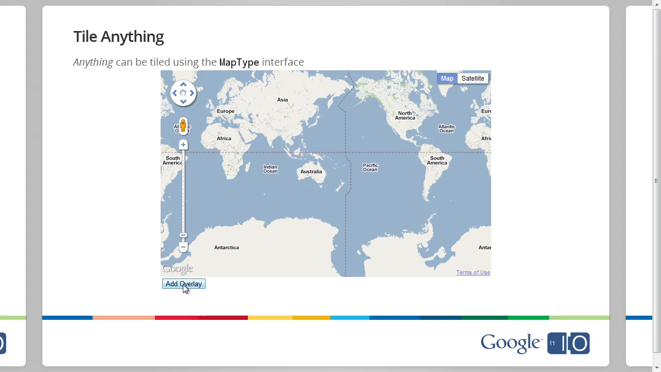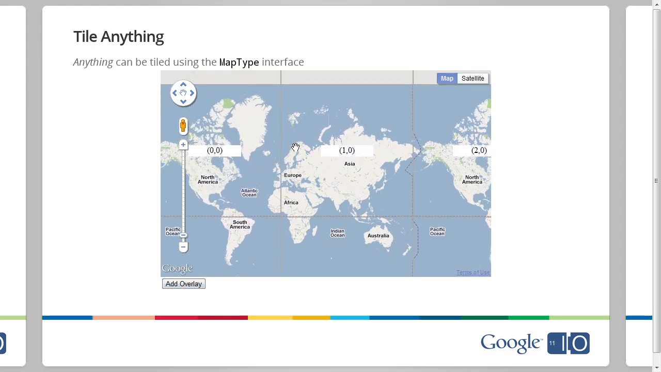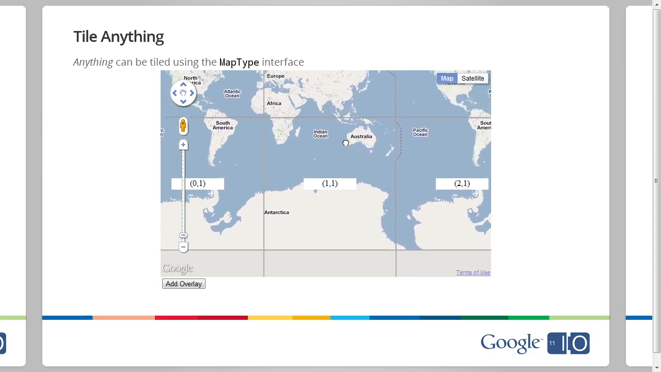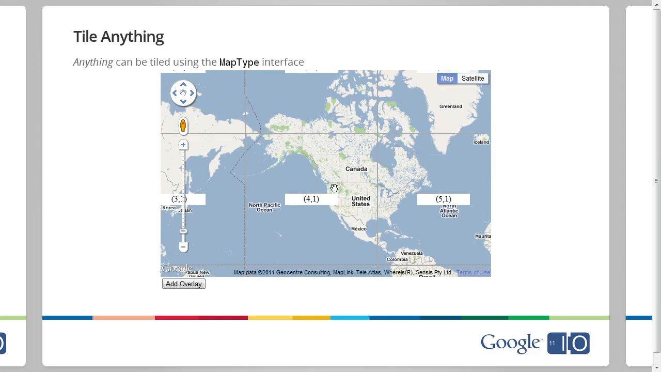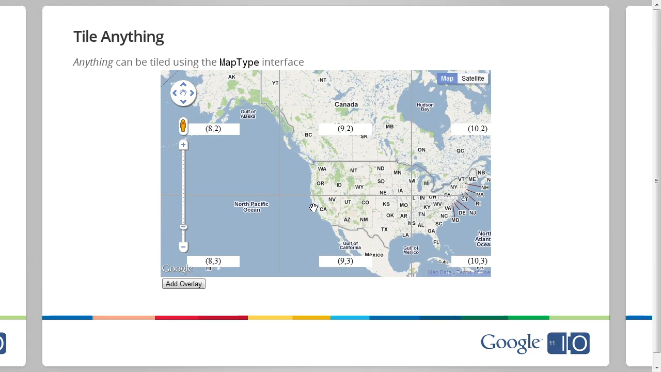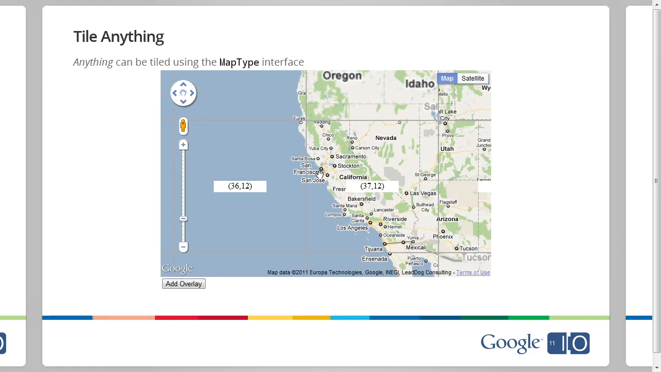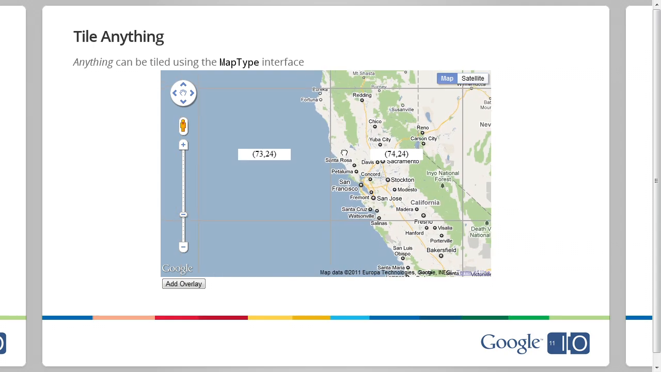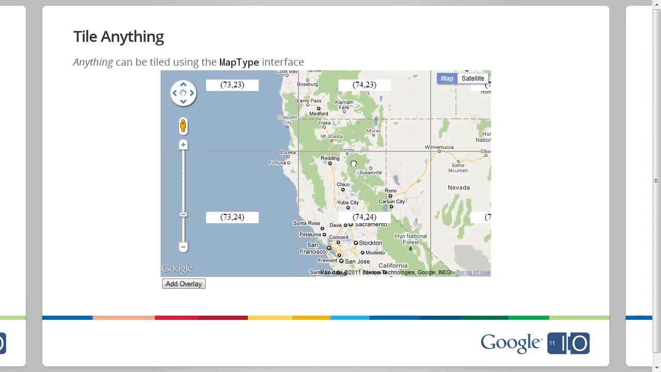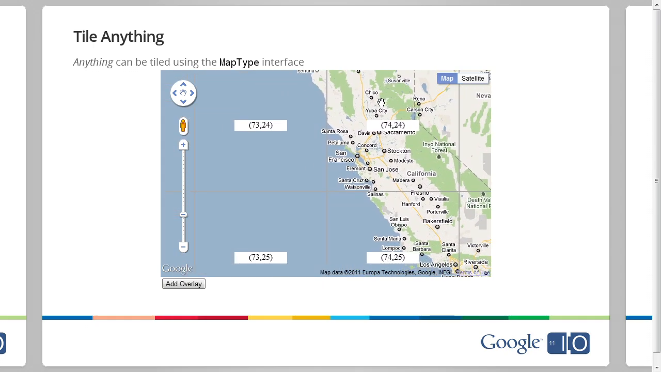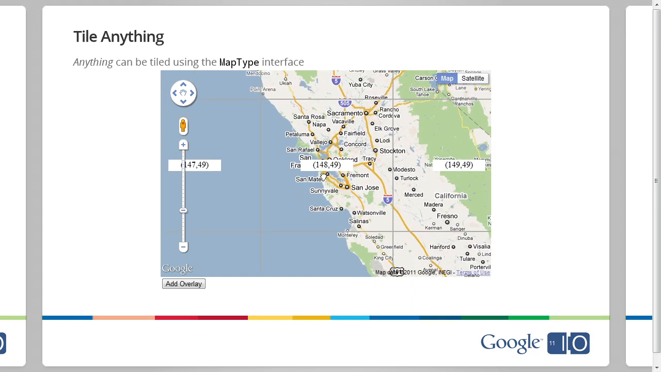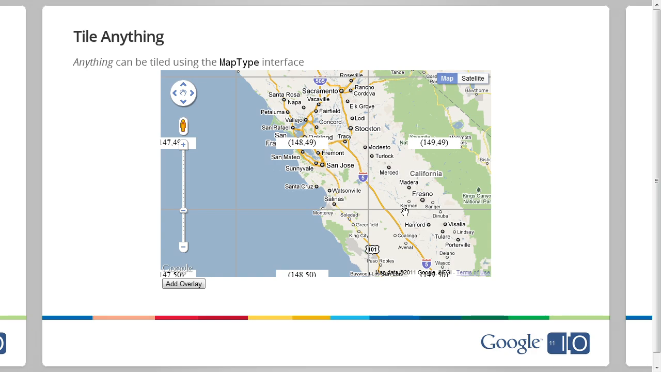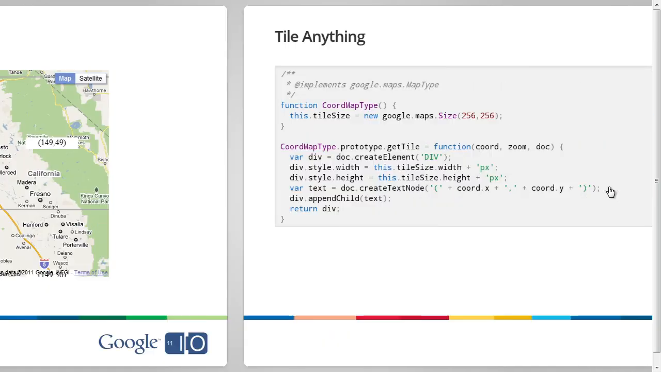You can tile anything, not just images. The MapType interface in the API gives you a coordinate, and you create a div, and you return the div instead of a URL. So here I've created this coordinate map type, which, for each coordinate and zoom level, just prints out the coordinates, which could be useful to use while developing your other tiled map types.